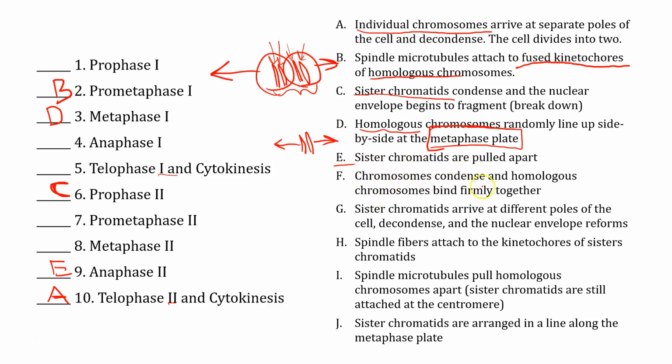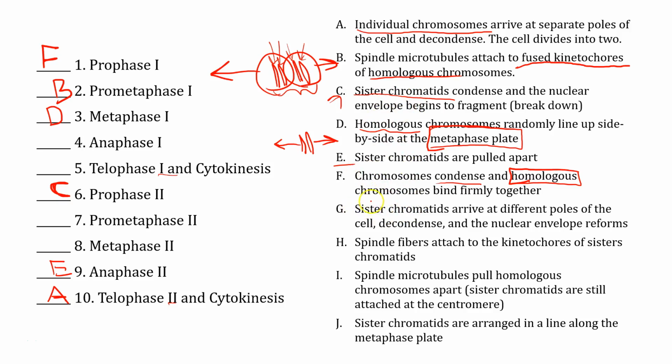Chromosomes condense and homologous chromosomes bind firmly together. So this is kind of back to what I was alluding to over here. We have the condensing of DNA, so this has got to be prophase, and we know that we're talking about homologous chromosomes here. So this must be prophase 1. And so this one here then has to be by exclusion prophase 2, even though keep in mind in both prophase 1 and 2, sister chromatids are technically being condensed.